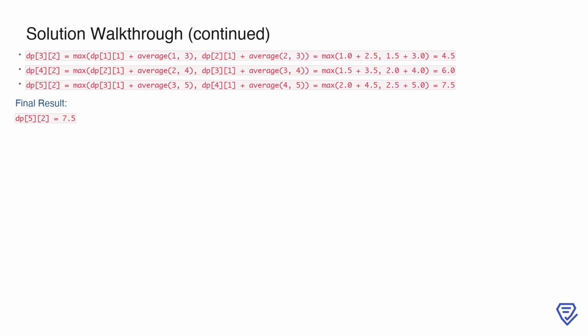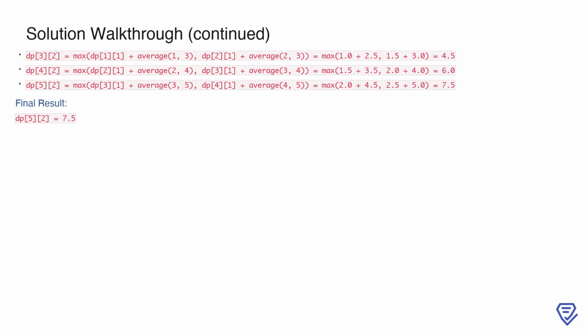To calculate dp for k equals 2, we iteratively compute the maximum sum of averages for two groups. For instance, dp[2][2] is calculated as dp[1][1] plus the average of the subarray from index 1 to 2, resulting in 3.0.